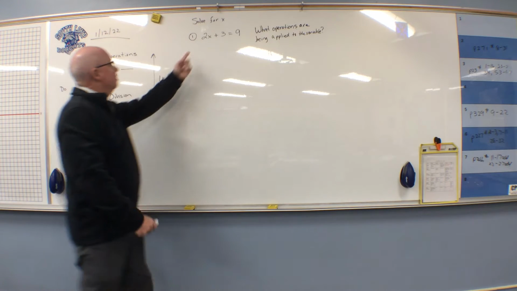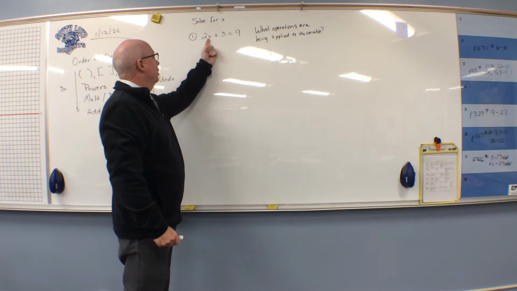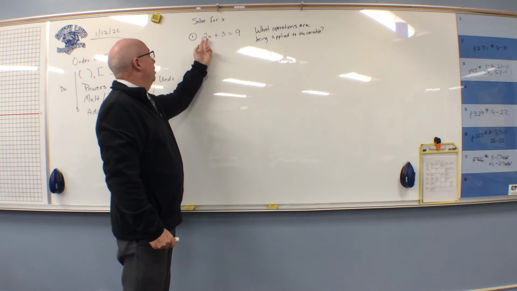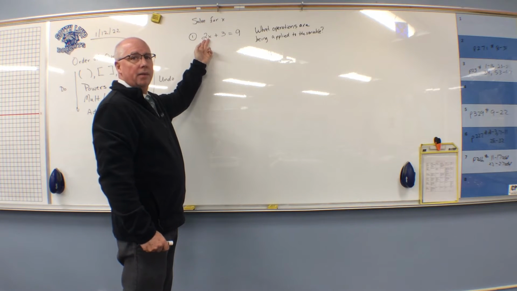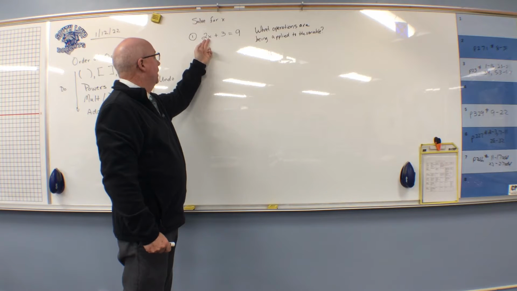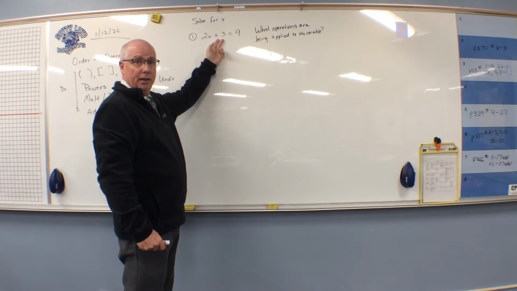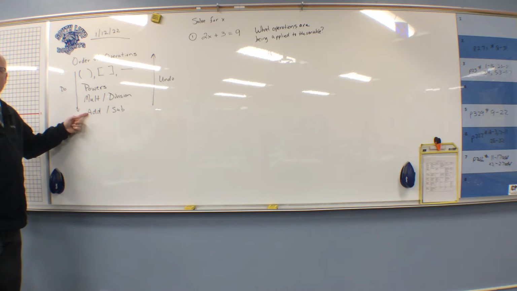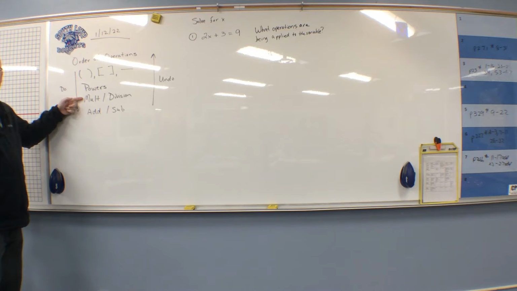Look at this. Multiplication and addition. You see it? We don't put something there because we're lazy Americans, but that is multiplication and that is addition. So what happened to the variable first? Multiplication. Then what happened to the variable? Addition. So we multiplied by 2, then we added 3, right?